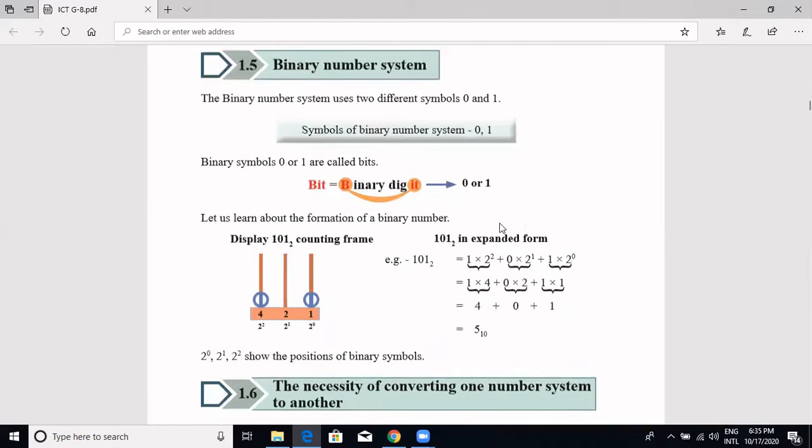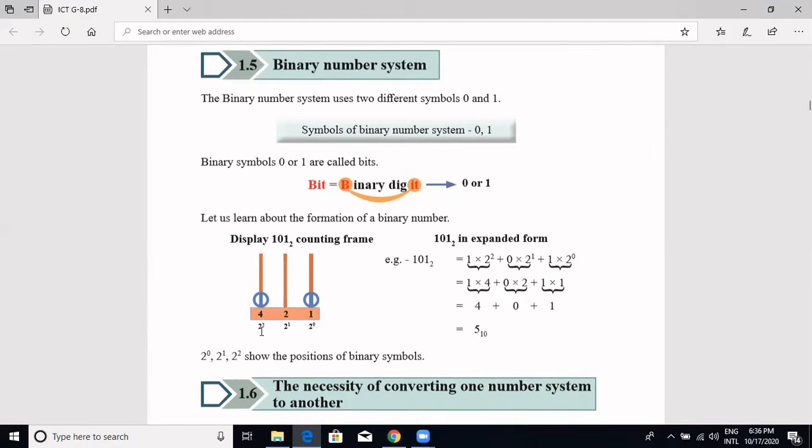Now here, 101 is shown on the abacus. Can you see the place values? 2 to the power 0 is 1. It is the same as the decimal number system. But the second rod is not 10 to the power 1. It's 2 to the power 1. So the value is 2.